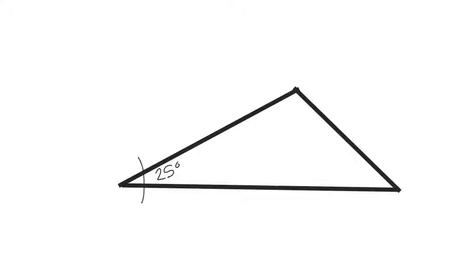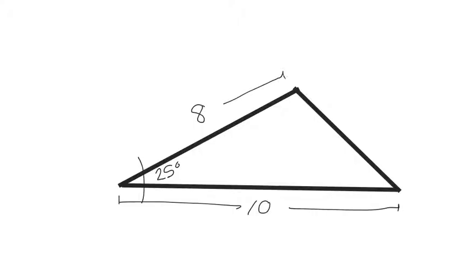And to make our life easy, let's just say that we're also given the base, which in this case, let's say we make this 10 units. So that's our base, 10 units. In order to figure out the area of a triangle, you need one more piece of information. And in this case, I'm going to say we know this side here, and we'll say that's 8. Okay, so that's the information that I know. I have 2 side lengths and the angle that those sides form.